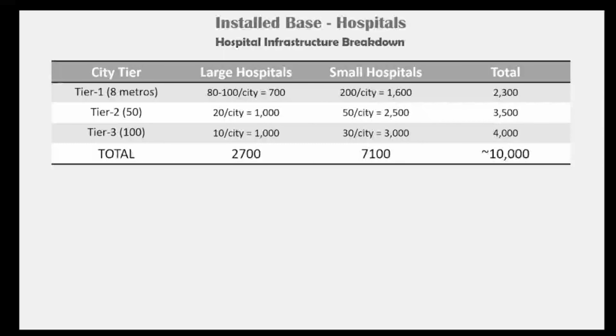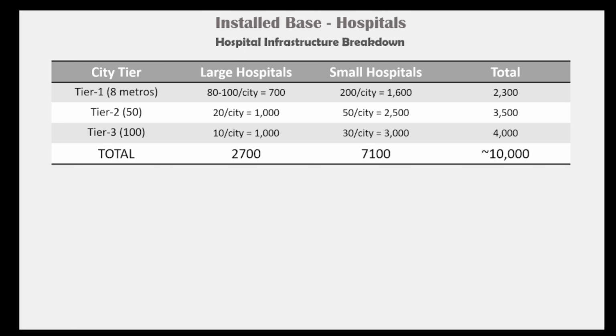In tier 2, I'm assuming 20 large hospitals per city, so 1,000, and 50 small hospitals per city, so 2,500, for a total of 3,500. In tier 3, 10 hospitals are large, so 1,000 across 100 cities, and 30 are small, so 3,000, total 4,000. Adding up segment-wise, large hospitals in total are around 2,700, small hospitals total 7,100, and the overall total is nearly 10,000.